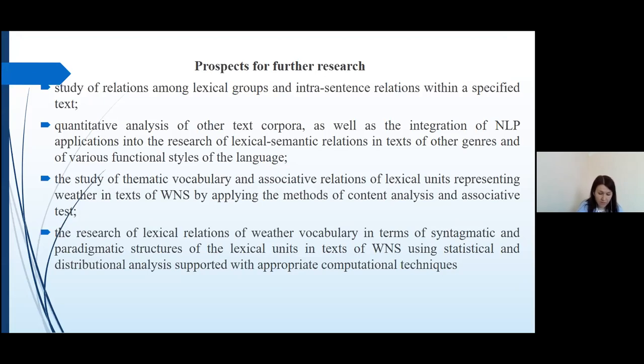An obvious area for further research is the study of semantic vocabulary and associative relations of lexical units representing weather in text or weather news stories by applying the methods of content analysis and associative tests. Of special research interest might be lexical relations of weather vocabulary in terms of syntagmatic and paradigmatic structures of lexical units. In this case, the statistical and distributional analysis supported with appropriate computational techniques may be of great use.